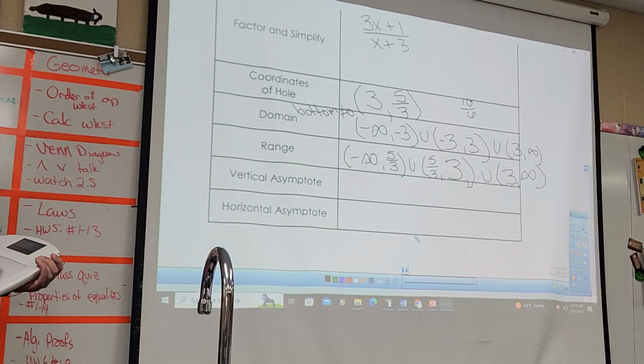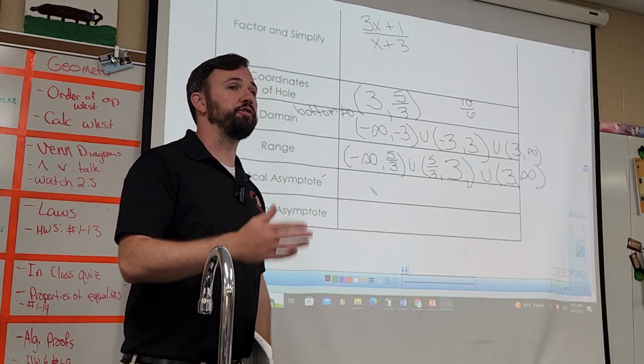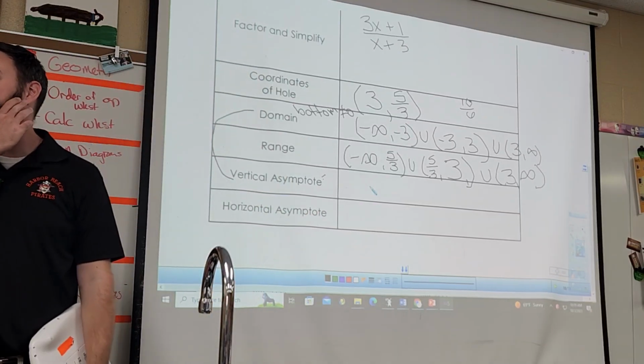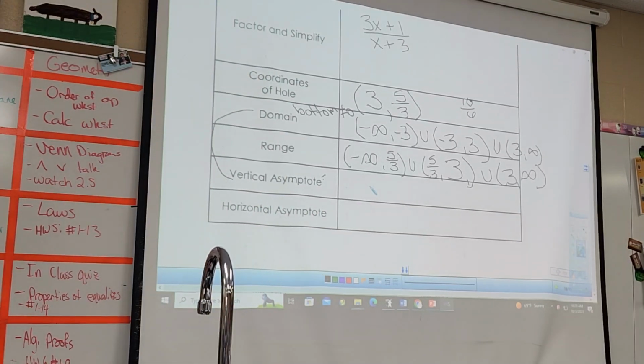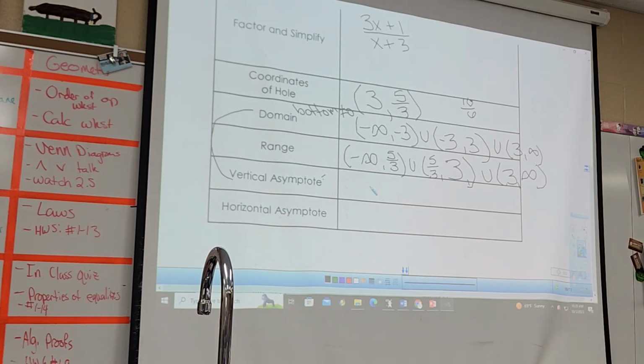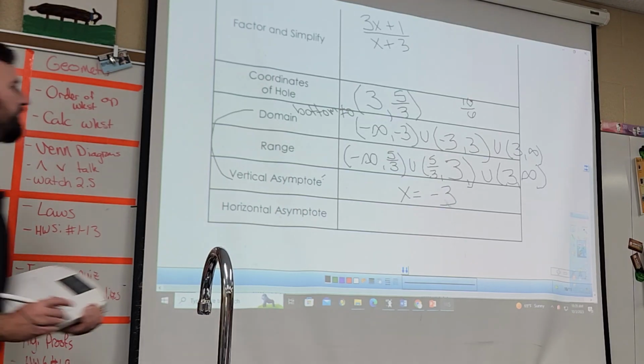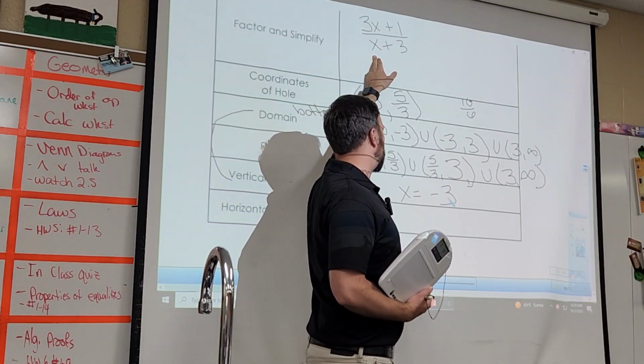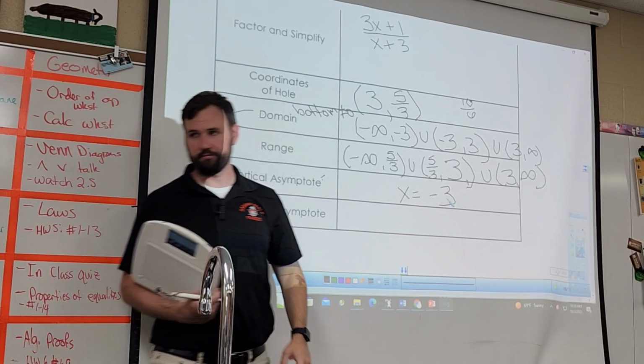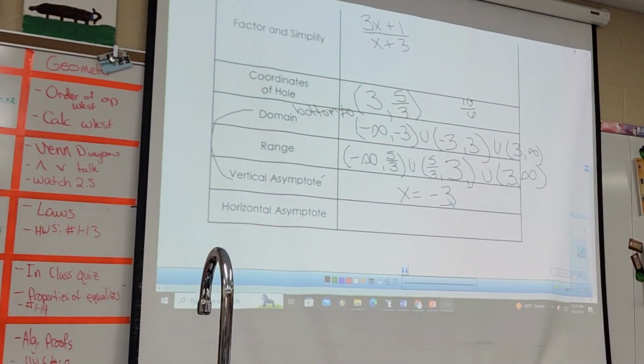So remember, for your vertical asymptote, that's when the bottom equals 0, right? You're doing the same thing for domain and vertical asymptote. When the bottom equals 0 is a vertical asymptote, unless it's a hole, right? So when does the bottom, after I factor and simplify, equal 0? At x equals -3, right? You're just looking at this one. When does the bottom equal 0? At -3.